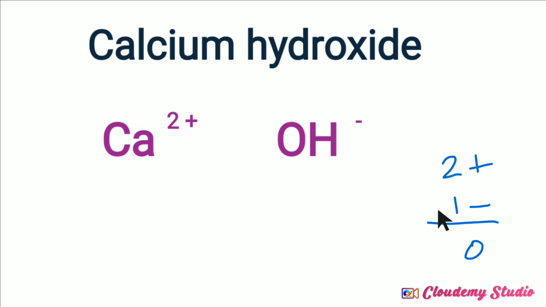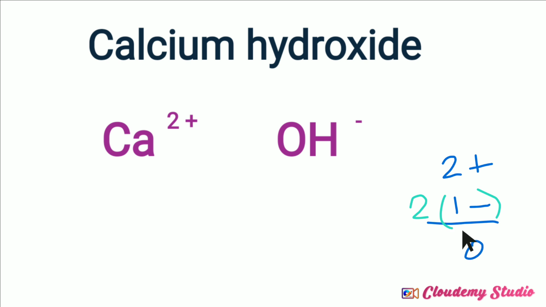So to make it 0, what adjustment do we need to do? This 1 minus we need to make into 2 minus. That is, this 1 minus we need to multiply by 2 times. Then only the result will be 0. So when we multiply by 2 times, this will be 2 positive and this will be 2 negative. When we add, both the charges will be cancelled. So the result of the ions will be 0.